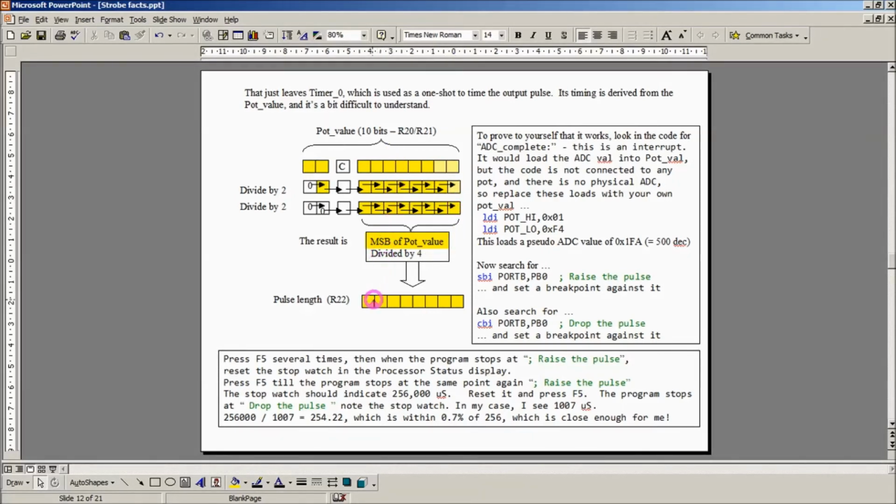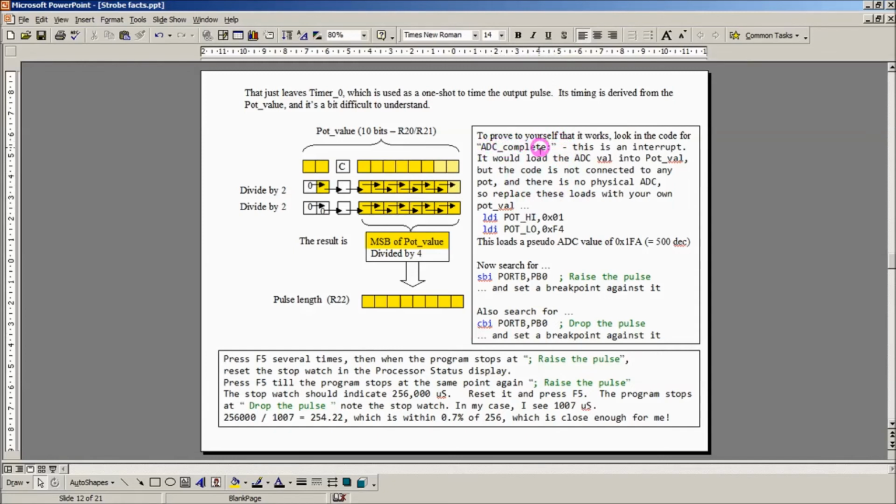Once we have the pot value divided by 4 into this register here, which is the pulse length, register 22, I suggest that you stop the video at this point and just read through the notes here, because they do describe it, I think, fairly fully. And this bottom one gives a method for testing it in the code.